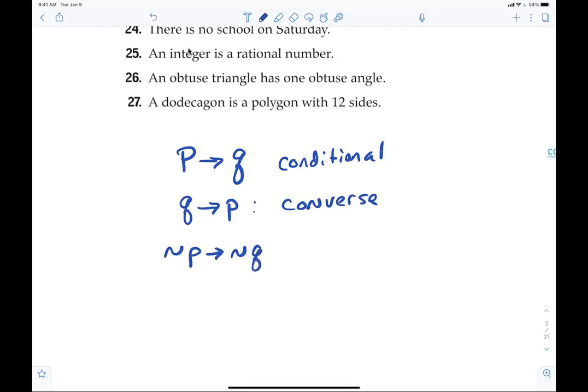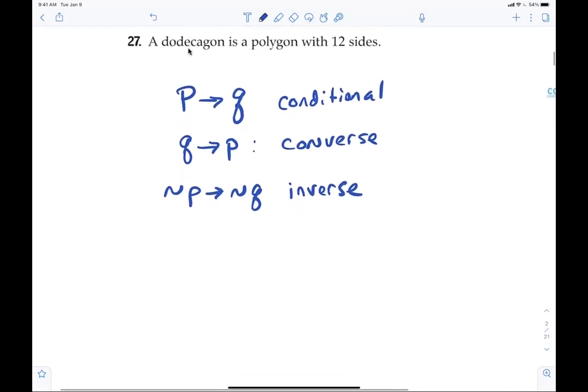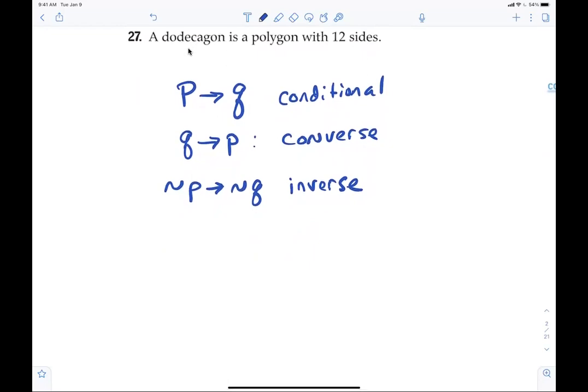If not P, then not Q. And that is called the inverse. And next, the contrapositive. The contrapositive is a combination of the converse and the inverse. So the contrapositive would be if not Q, then not P. That would be the contrapositive.